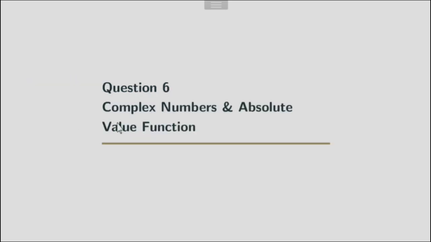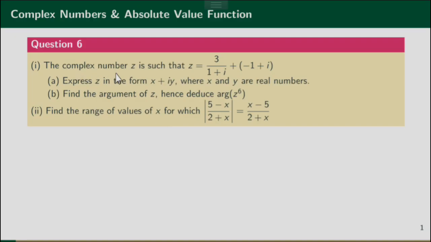Question 6. Complex numbers and absolute value function. The complex number z is such that z is equal to what you are seeing on your screens right now. Express z in the form x plus iy, where x and y are real numbers. Find the argument of z, hence deduce z raised to the power 6.